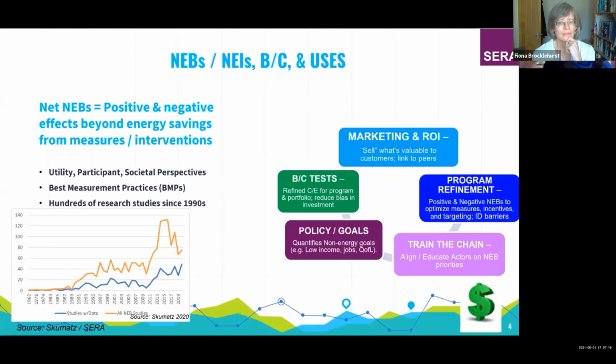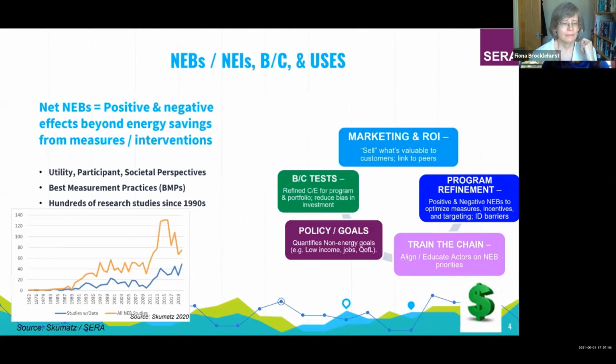They have multiple uses, as you can see over at the right: marketing, program refinement, training the various actors involved in delivering and helping decide on programs and measures, policy and goals, particularly toward measuring quality of life goals and hardship goals for low-income participants, and benefit cost tests, which I'll be talking about more in a minute as well.